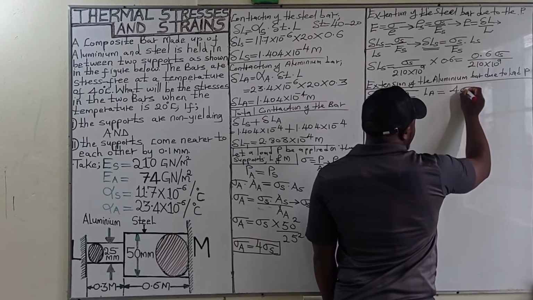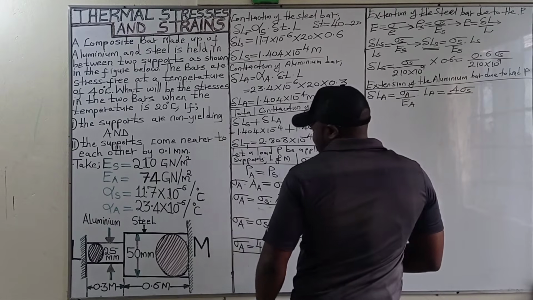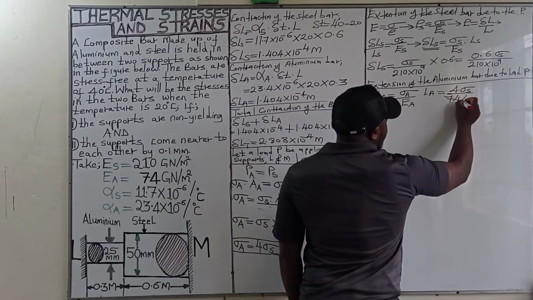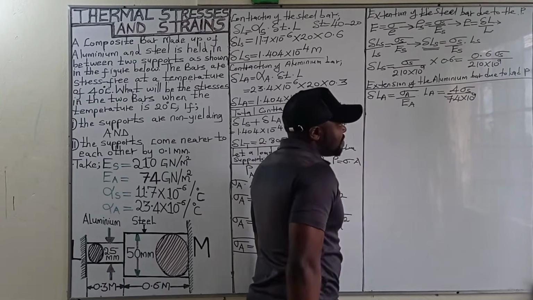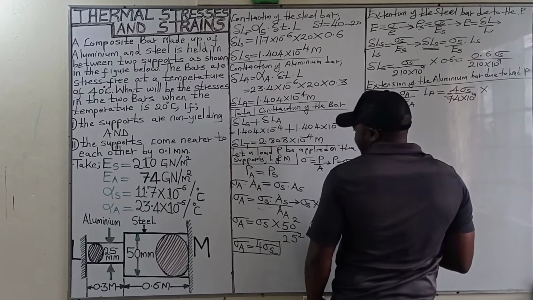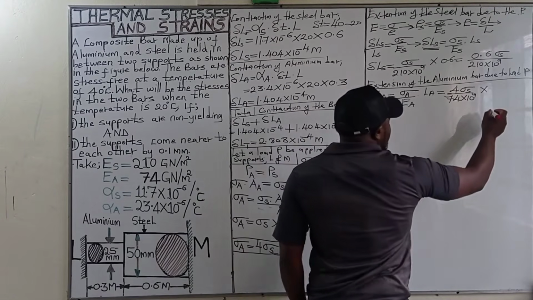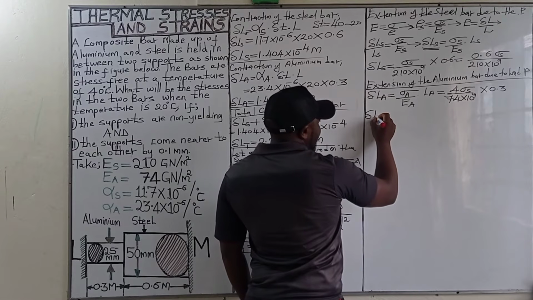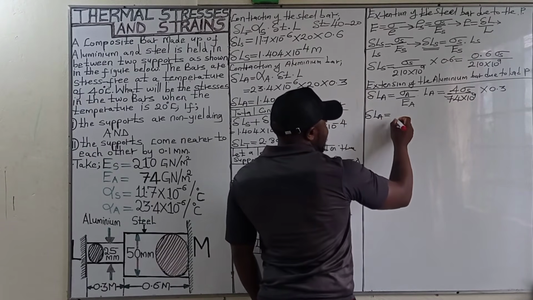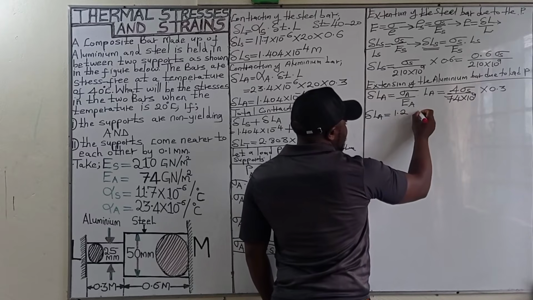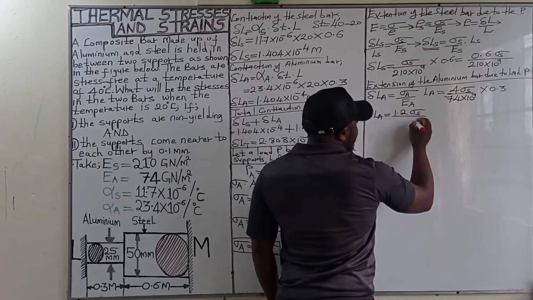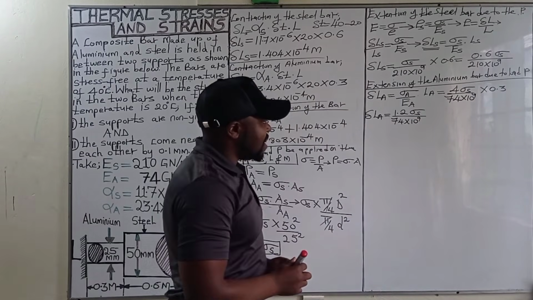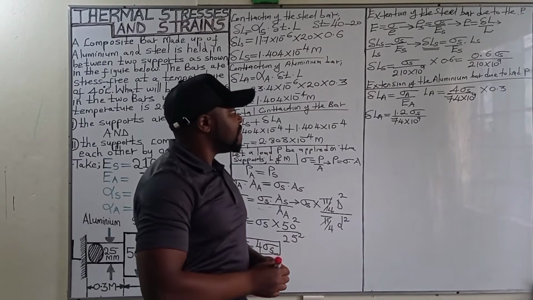So 4 times the stress in steel over the Young's modulus of elasticity of aluminium, which is 74 giganewtons per square meter. We convert to newtons per square meter. Then we multiply by the length of aluminium, 0.3 meters. That is going to give us the extension in aluminium, an extension of 1.2 stress in steel divided by 74 times 10 raised to the power of 9 newtons per square meter.